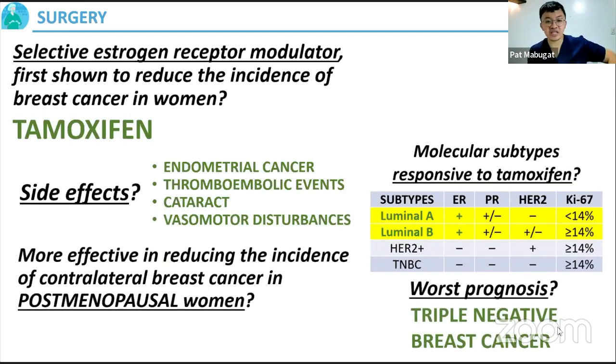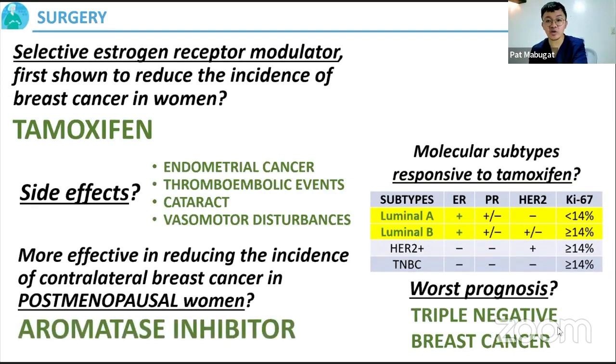Next, more effective in reducing the incidence of contralateral breast cancer in postmenopausal women. So, in premenopausal, we give SERMs, we give tamoxifen. In postmenopausal women, we give aromatase inhibitors. A good example would be your anastrozole. Okay, tamoxifen for premenopausal is not actually suggested to be given to postmenopausal women because tamoxifen increases the chance of cardioembolic events.